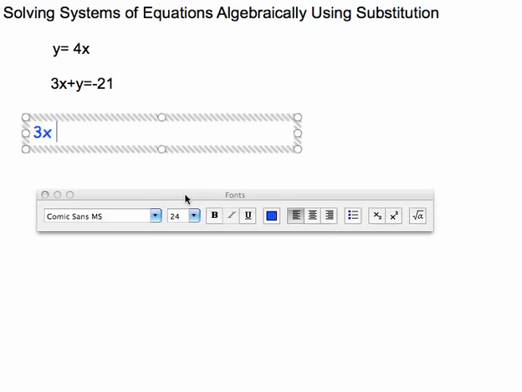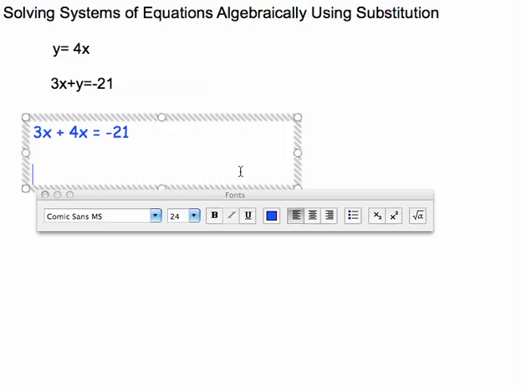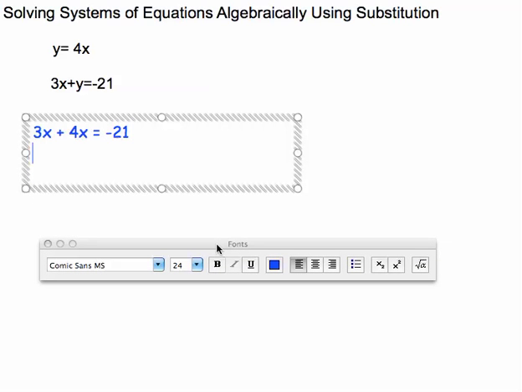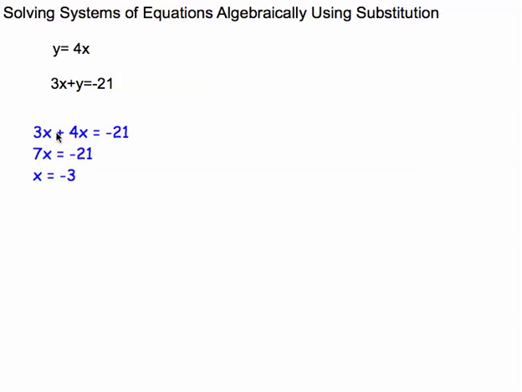We're going to keep the 3x, but we're going to replace y with 4x and keep it equal to negative 21. And you see what this does is it eliminates the second variable from that equation and allows you to solve for one. So now just solve like normal, combine like terms. You get 7x equals negative 21, and divide both sides by 7, and you get x equals negative 3. And it's that easy.